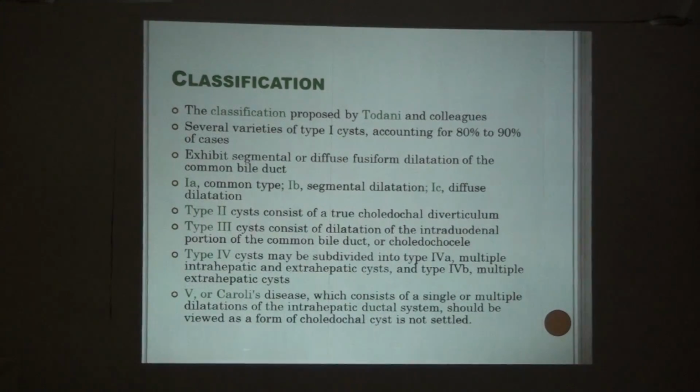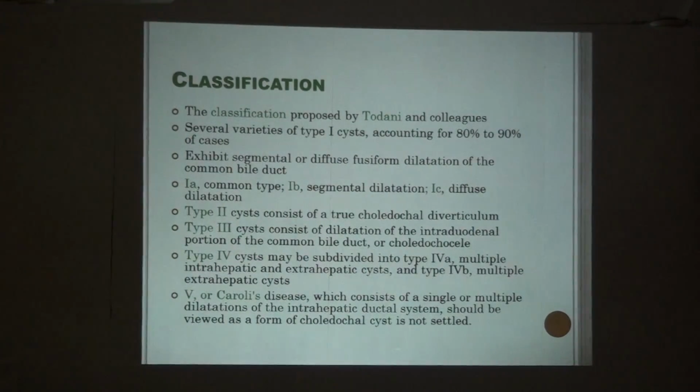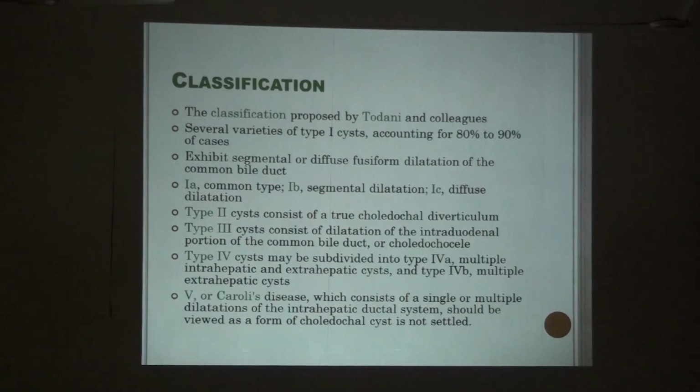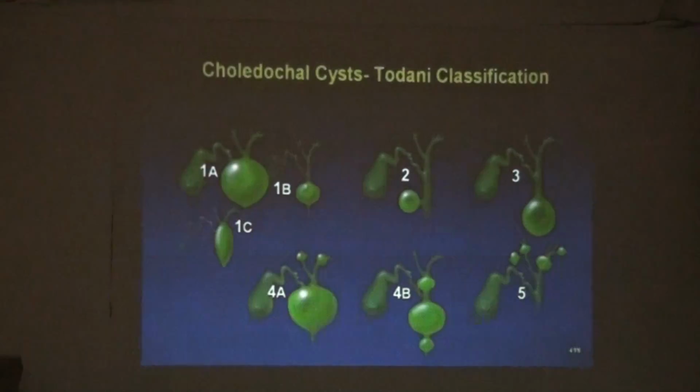...which is also known as Choledochal Cyst. Type 4 cysts are divided into 4A and 4B. 4A are multiple intrahepatic and extrahepatic cysts, and 4B are multiple extrahepatic cysts. Type 5 is also known as Caroli's disease, which consists of single or multiple dilatations of the intrahepatic ductal system. And this is exactly what I said.